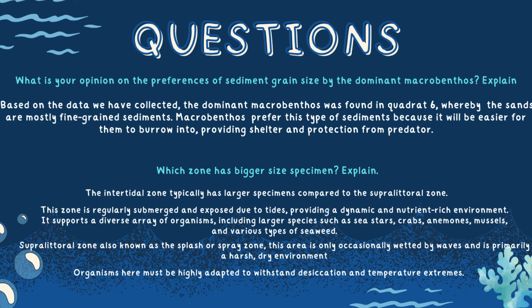Explain. The intertidal zone typically has larger specimens compared to the supralittoral zone. This zone is regularly submerged and exposed due to tides, providing a dynamic and nutrient-rich environment. It supports a diverse array of organisms, including larger species such as sea stars, crabs, anemones, mussels, and various types of seaweed. While the supralittoral zone, also known as the splash or spray zone, is only occasionally wet by waves and is primarily a harsh, dry environment. Organisms here must be highly adapted to withstand desiccation and temperature extremes.